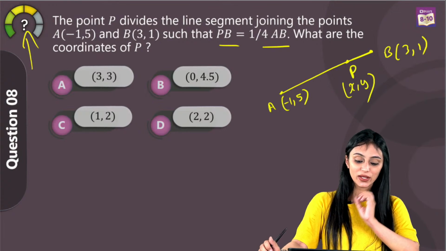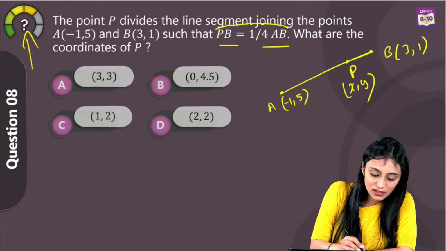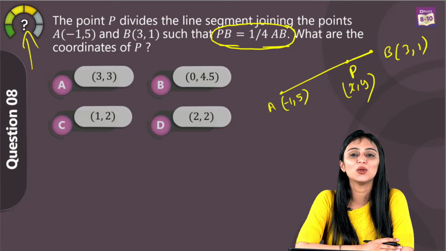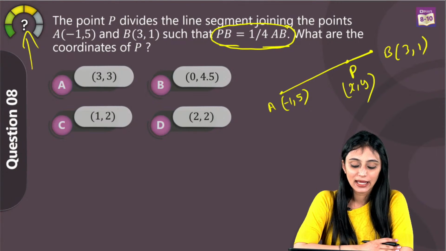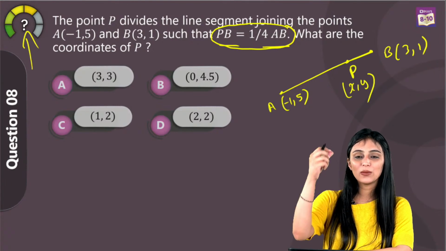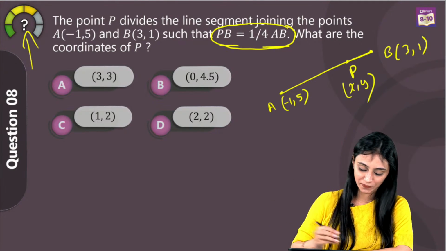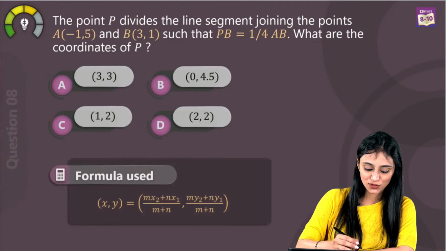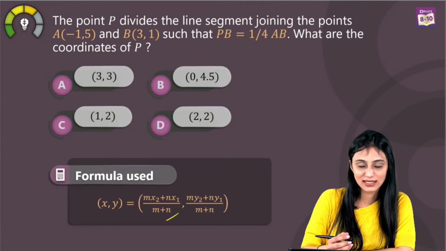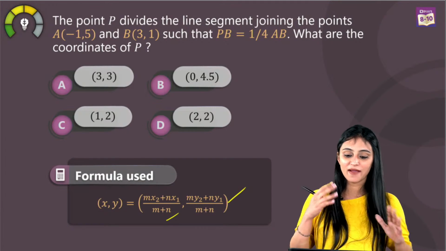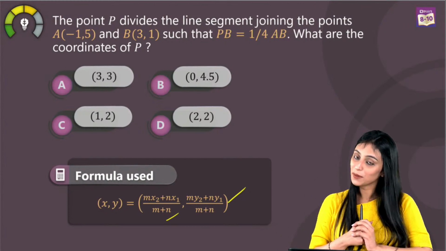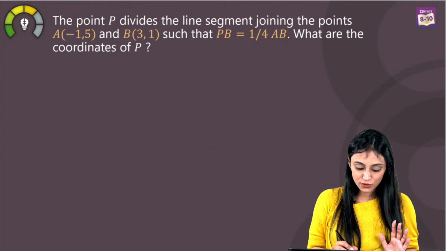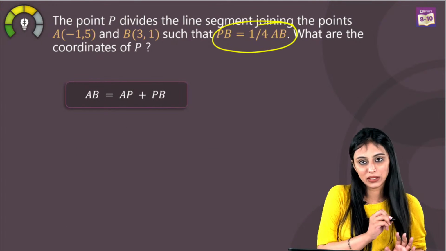See, what we can do here is, we are given a relation here. This is the main keyword, PB is equal to 1 by 4 AB, right? If we crack this, then we will be using section formula to find this out. Okay, we all know what the section formula is, (mx2 + nx1)/(m + n), comma (my2 + ny1)/(m + n).